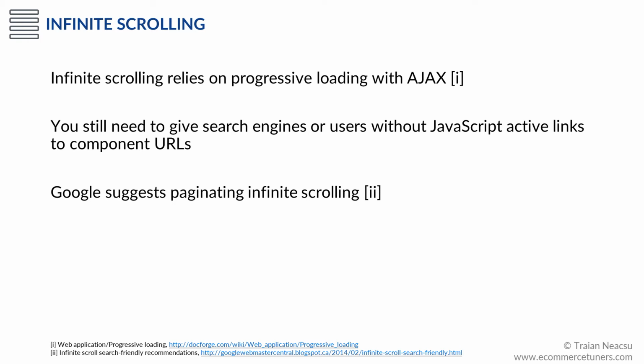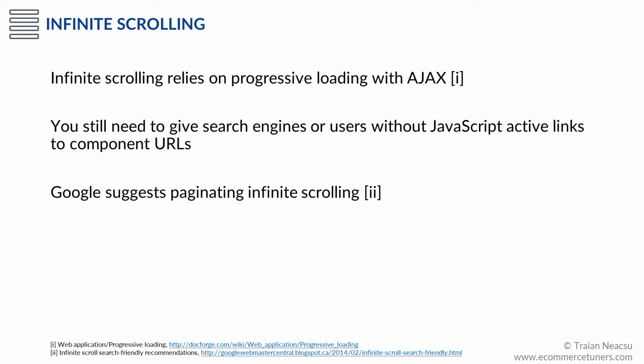Mobile websites use infinite scrolling more, since on small screens, it's easier to swipe than to click. However, infinite scrolling relies on progressive loading with Ajax, which means that you will still need to provide search engines or users without JavaScript active links to component pages. You will achieve this using a progressive enhancement approach.